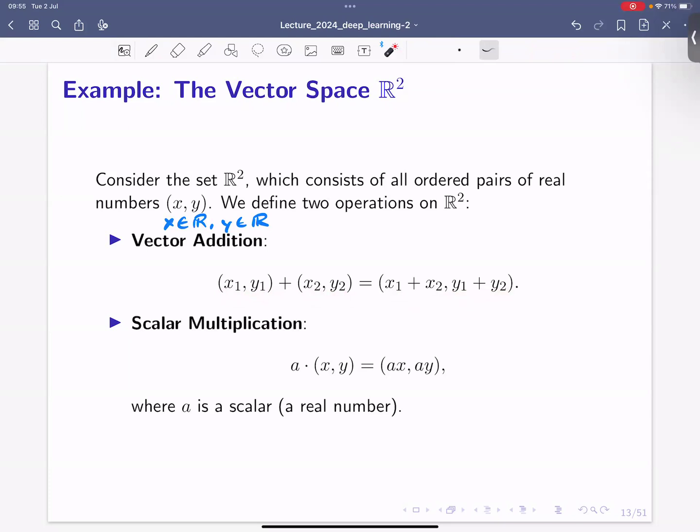And as I said, the other operation is that we want to multiply by scalars. So if you take a vector, you multiply by a scalar, you simply have to distribute, right? So you do a times x for the first entry and a times y for the second entry.